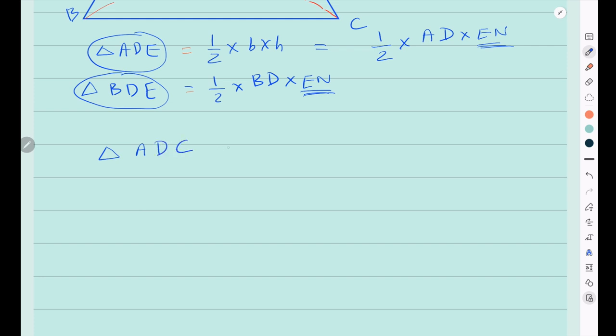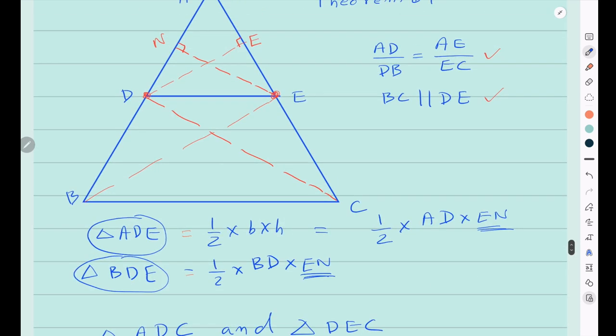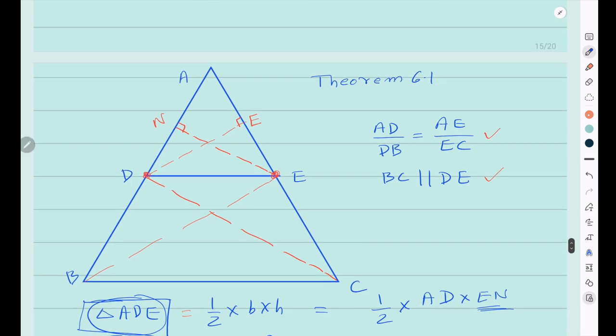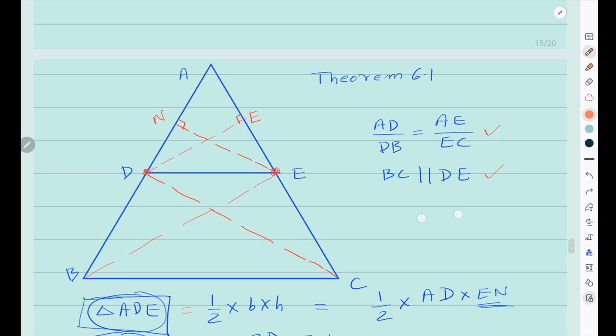ADE and DEC, okay. So in ADE, we took a triangle ADE before also, but now we are considering, I will just show you here. First we considered this area, okay, and this area. Now we are considering again ADE and this DEC, okay. So that is the difference of what we have done.